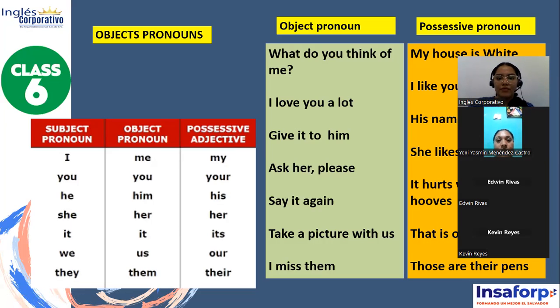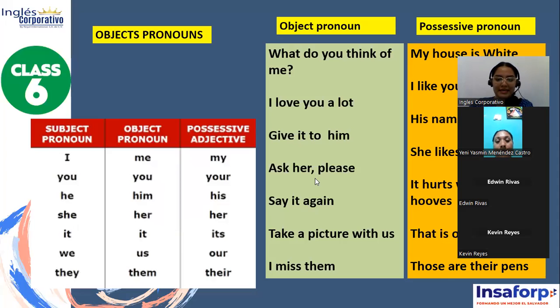So, for example, here. Okay, object pronoun. Acá tenemos la diferencia. For example, what do you think of me? ¿Qué piensas de mí? Okay, yo estoy recibiendo la acción. In this case, I love you a lot. Te amo demasiado o te quiero demasiado. You está recibiendo mi acción. Give it to him. Dáselo a él. Give it. Dale eso a él. Ok, estamos hablando de él.